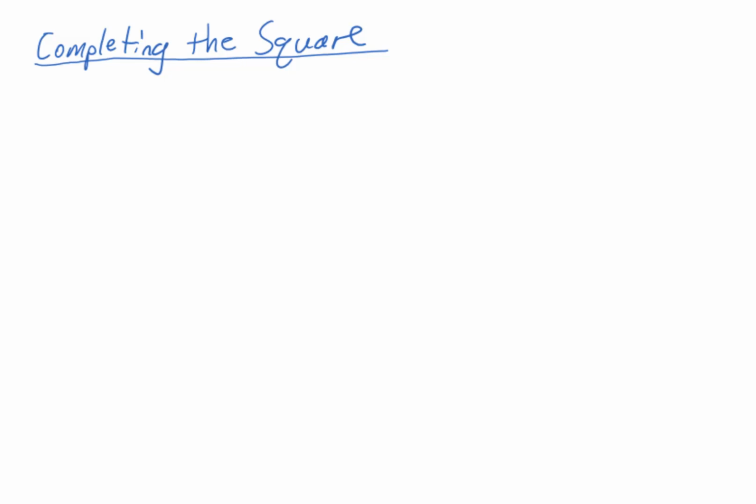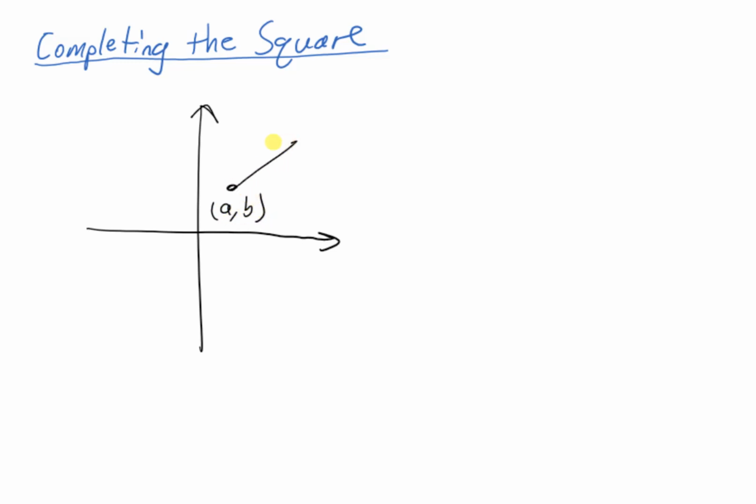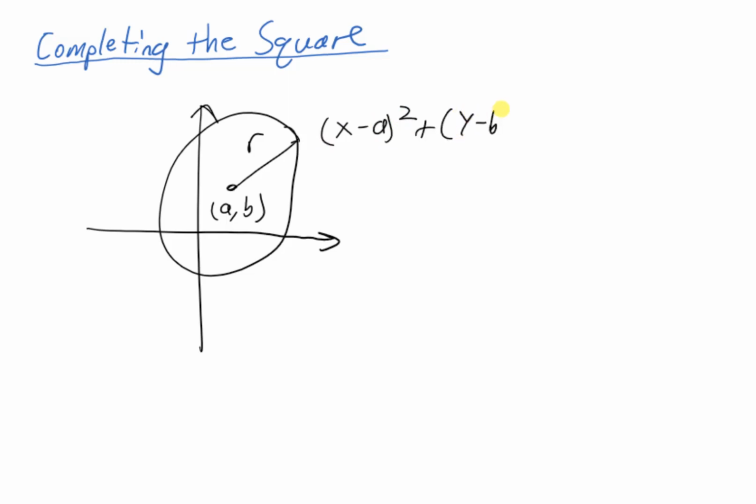All right, so from the last lecture, you basically know that if I have some circle in the xy plane, that circle is going to have some center, let's say at (a, b), and it's going to have some radius, let's say r, and then the equation that describes all the points on that circle is going to be (x minus a) squared plus (y minus b) squared equals r squared.